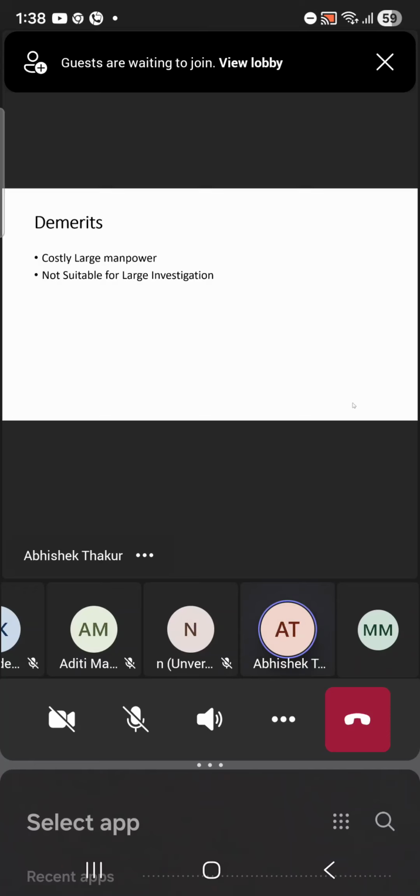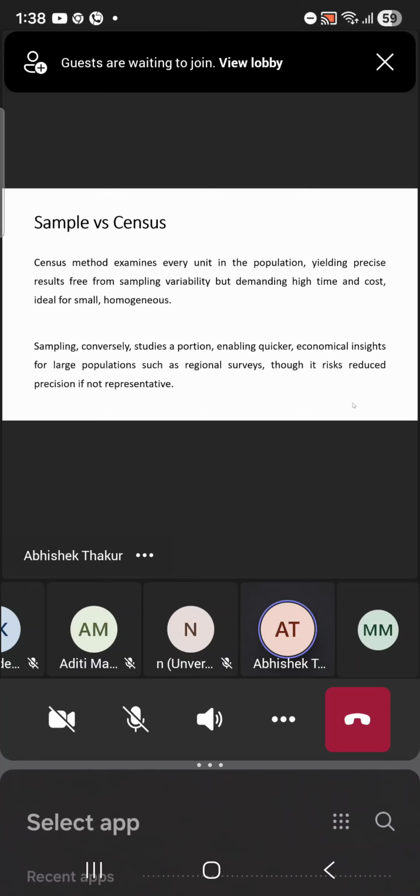Next is the difference between sample versus census. As I mentioned, the census method examines every unit, every person or every item in a population or in a universe, and it is very precise and free from sampling variability, because we are collecting data from every person. But it demands high time and obviously high cost, and it is ideal for a small population group which requires homogeneous characters. But sampling is different from the census.